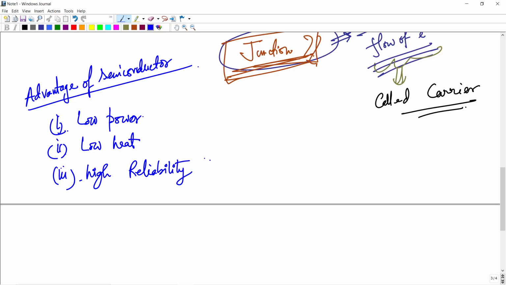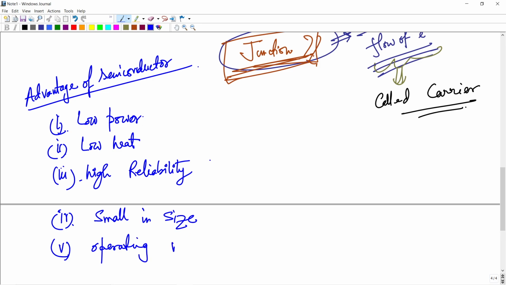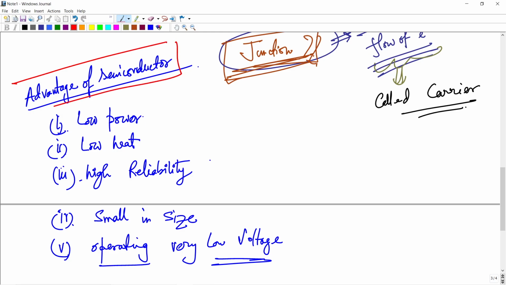Obviously compared to valves. Number 4, small in size. Number 5, operating at very low voltage, because the valves or vacuum tubes use, suppose, more than 100 volts. These are very low voltage applications here. So that's why semiconductor devices are more successful than vacuum tubes.